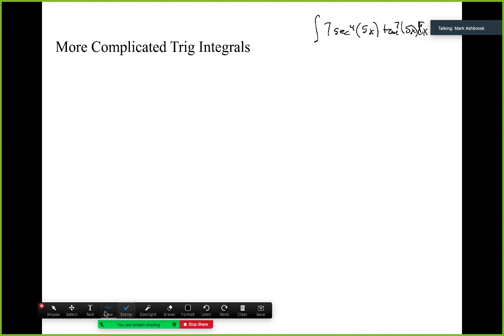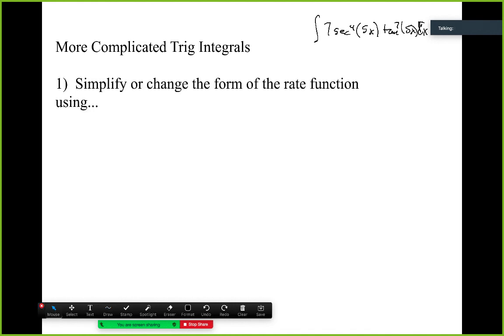Here's the strategy. The strategy is to simplify or change the form of the integrand. So before we do the antiderivative, we're going to work on this and change its form. And there's two ways we can do that. We can use trig identities. Learn your trig identities in pre-calculus, or just algebra and arithmetic. So by using a combination of trig identities and algebra, we're going to change the form of this to achieve one of two things.